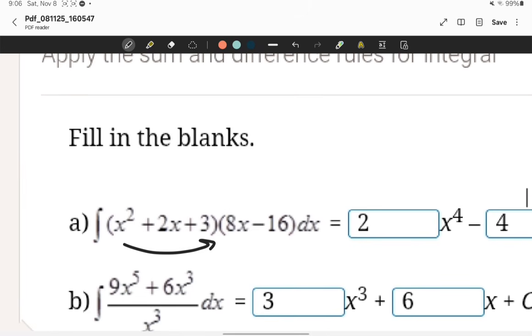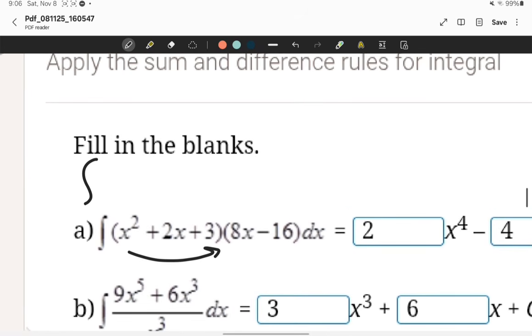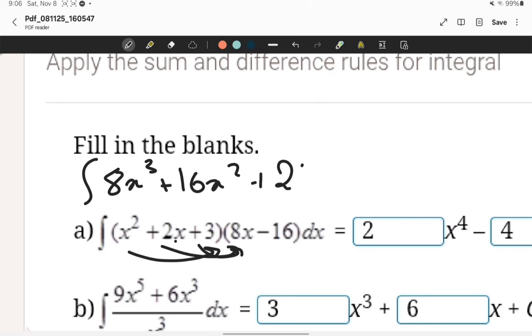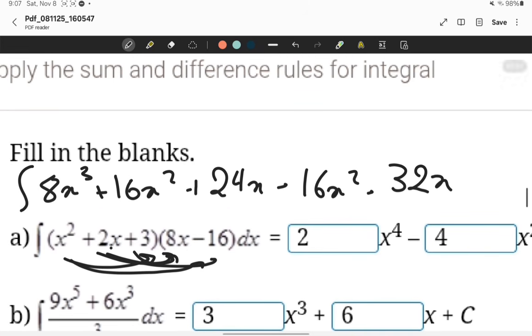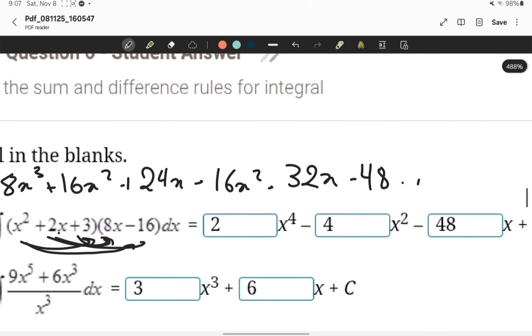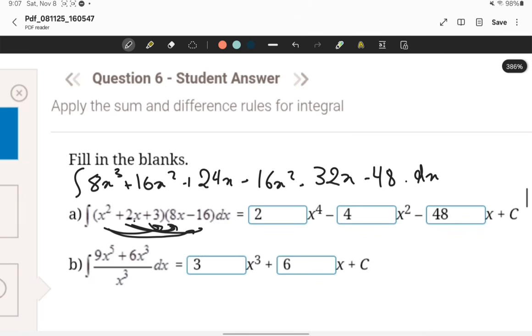So this I'll expand here. So it's the same as saying integration. X squared times 8x is 8x cubed. And then we'll do 2x plus 16x squared plus 24x. Now minus 16x squared minus 32x and minus 48. Okay, all this dx. So it's a bit longer, but still it's easier than using a u and getting mixed up.